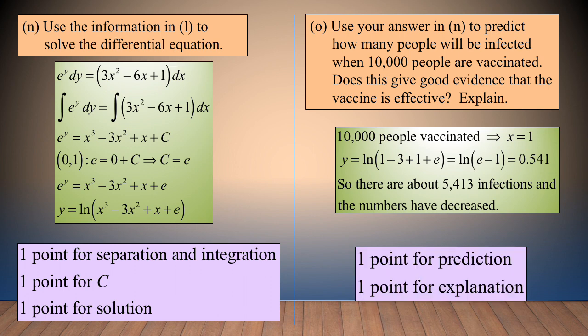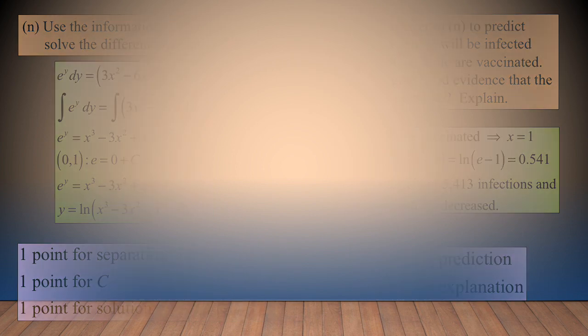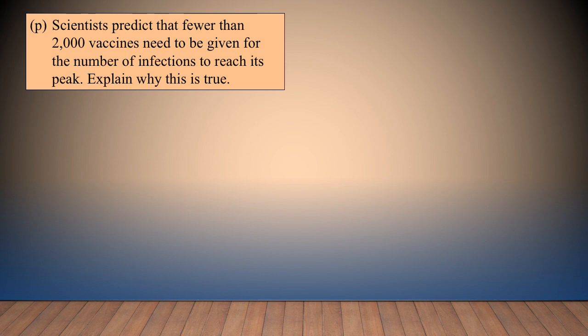2 points for this problem, 1 point for the prediction, and then 1 point for the explanation. Part P reads, scientists predict that fewer than 2,000 vaccines need to be given for the number of infections to reach its peak. Explain why this is true.